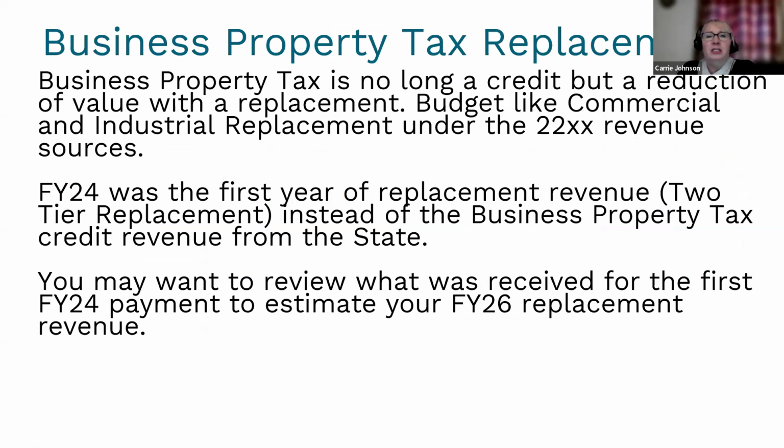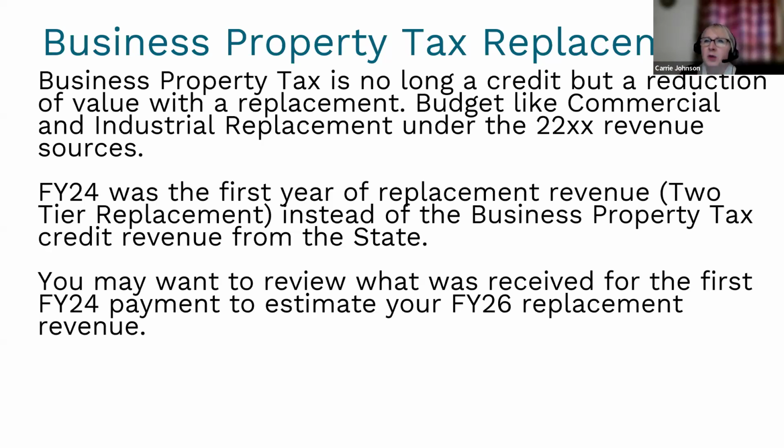The business property tax credit used to be in place for a long time, and then they transitioned it. Instead of a credit, it's now a reduction in value that then provides a replacement. And so property owners get a reduction in their value on the first 150,000 of their value, which is valued at the same assessment limitation that residential gets, and then anything above that is valued at 90% for taxable purposes.